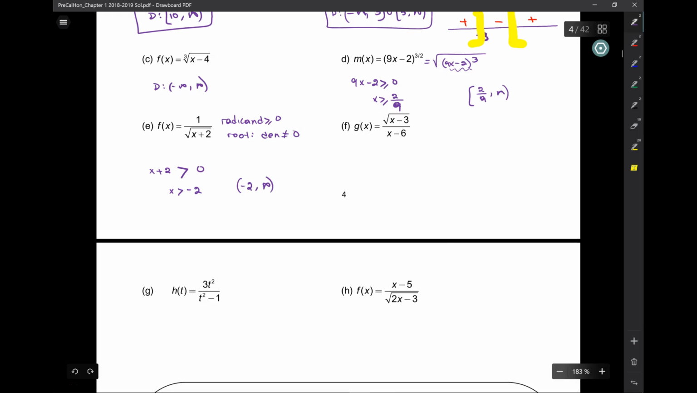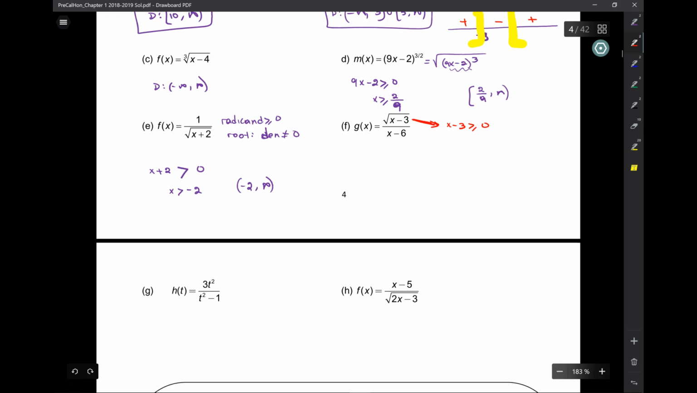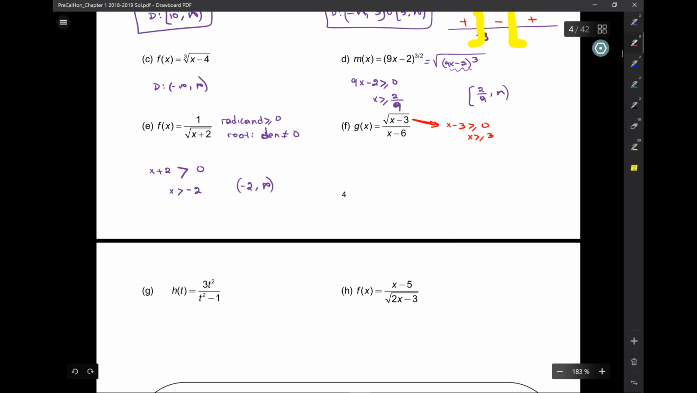The denominator should not equal 0. Okay, so take a look at this one. What are the conditions here? X minus 3 has to be greater than or equal to 0. That means x has to be greater than or equal to 3, right?